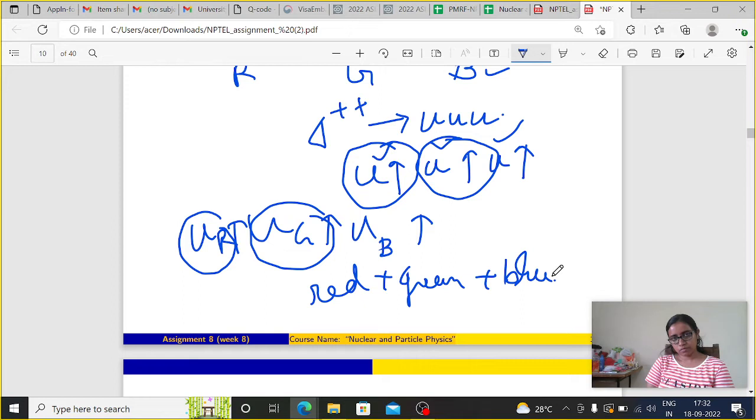Both have different physical properties or the same physical properties? Yes, UR and UG will be different. These two are not identical. If they were identical, it would violate the Pauli exclusion principle, right? So to differentiate these UU, we have to introduce another quantum charge.